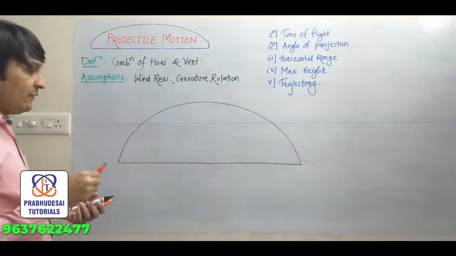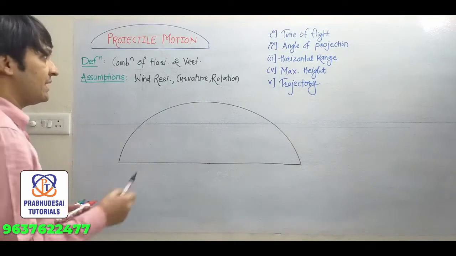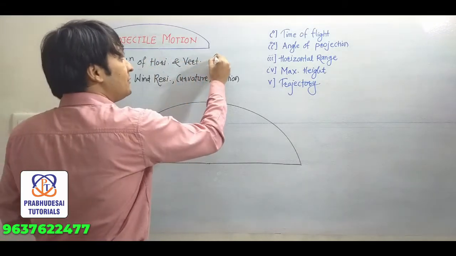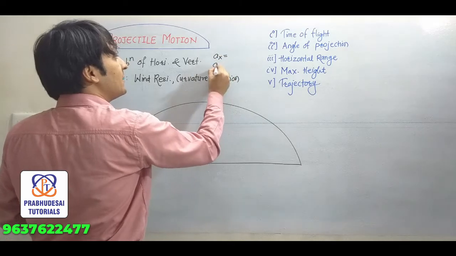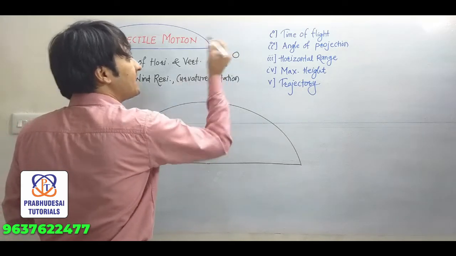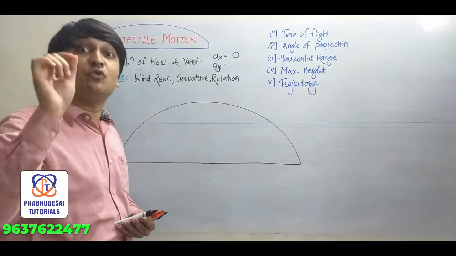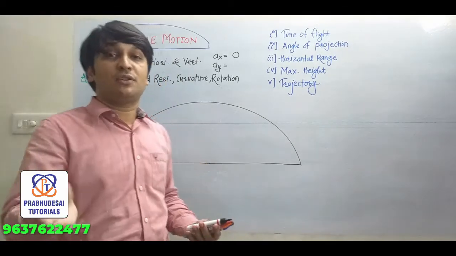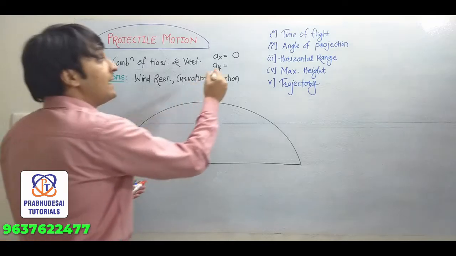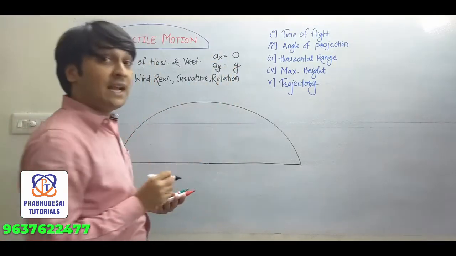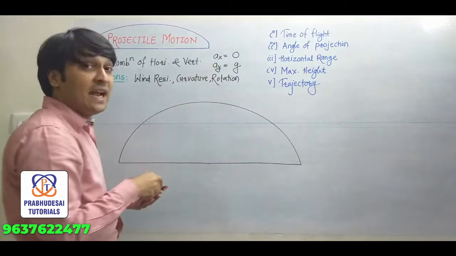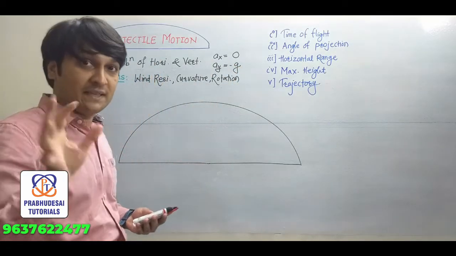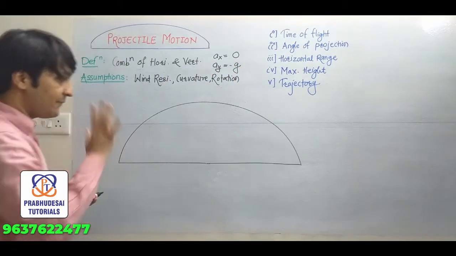Then how will this projectile work? Remember, in projectile motion we have horizontal and vertical components. Horizontal acceleration is ax and vertical is ay. Horizontal acceleration is 0. Why? We will consider uniform motion. Uniform motion means velocity is constant. If velocity is constant, acceleration will be 0, and ay will be g. G means gravitational acceleration, and it will always be negative. Why? The motion is upward. Remember this. ay is g. So this is the figure we have.